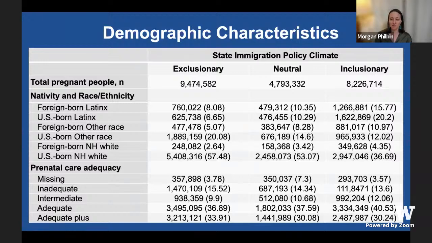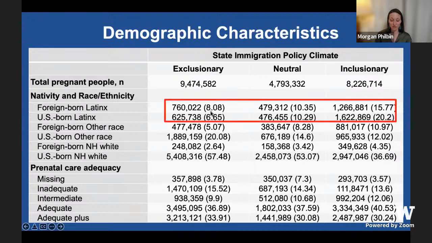And I'm not going to show all the demographic characteristics, but I wanted to focus on just a few things. So first, if you look at foreign-born Latinx and US-born Latinx individuals, they're much more likely to live in states with inclusionary policy climates than exclusionary. So you can see on that top line, almost 16% of those individuals lived in inclusionary states, right, versus exclusionary. Same for US-born. These are row totals, just to flag that. And obviously, while individuals don't have total agency given structural constraints, they have some control over where they live. And individuals who are Latinx tend to live in more inclusionary or at least neutral states. And this is also likely due to historical migration and settlement patterns.